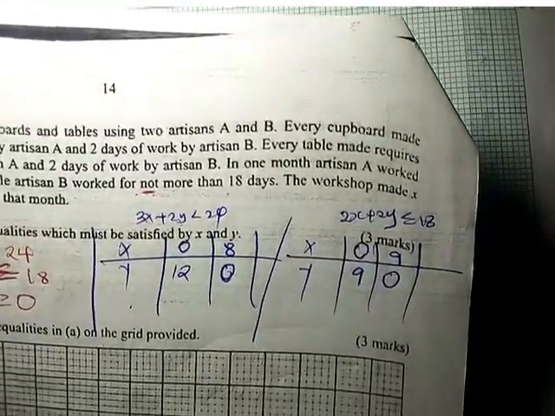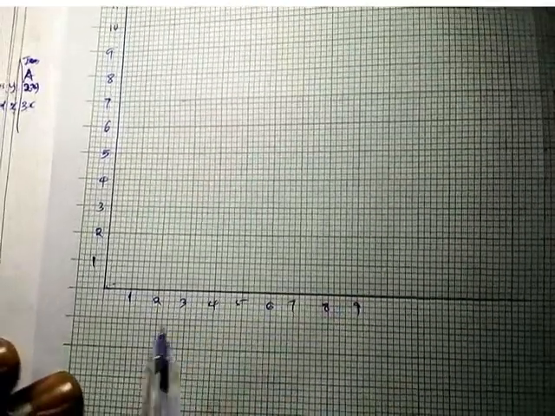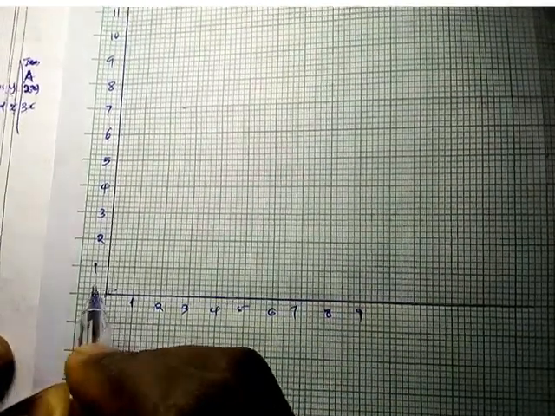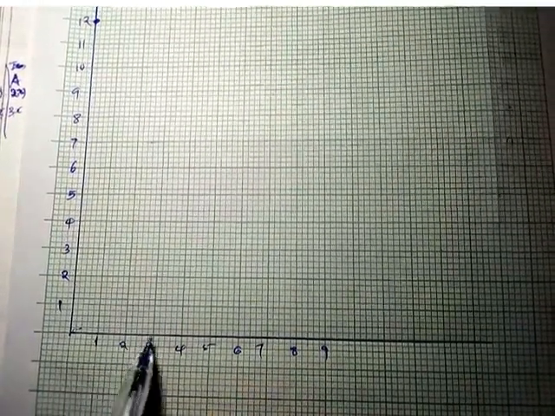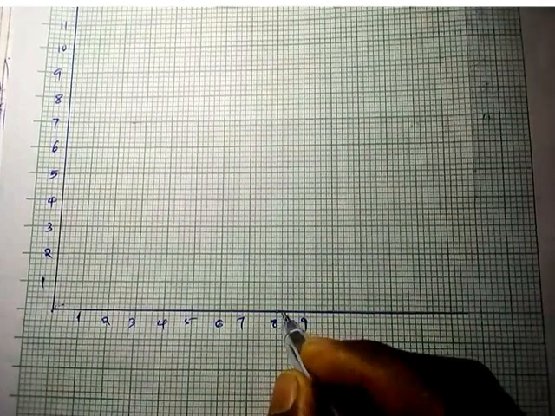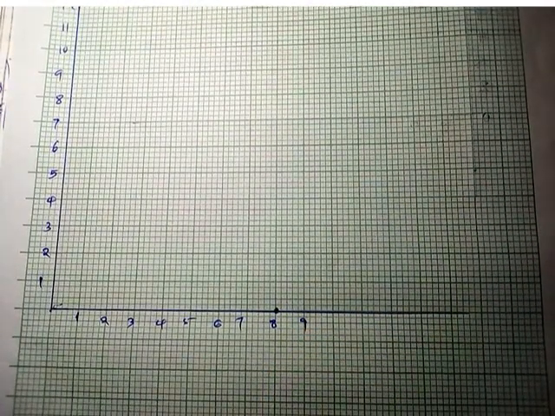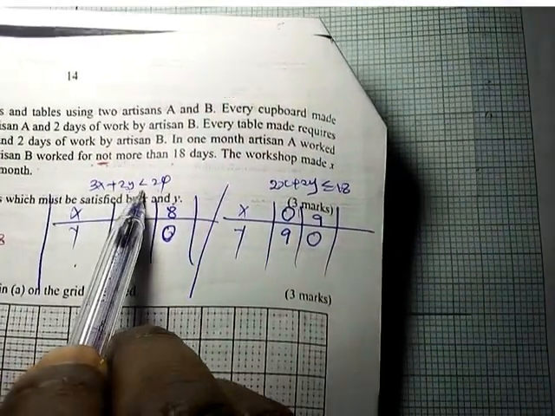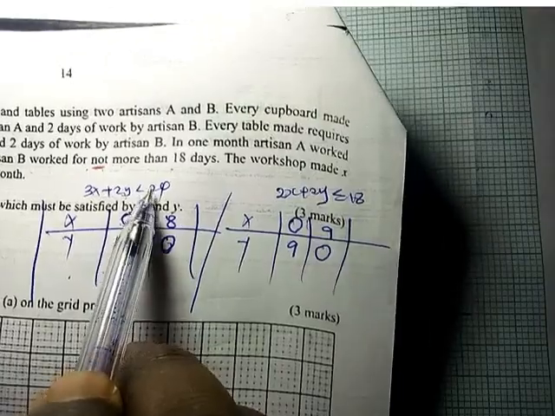Now let us plot our graph. When x is 0, y is 12 here. And when x is 8, y is 0 here. But remember, our inequality was less than. So if it is less than, we use the dotted line. Very important.